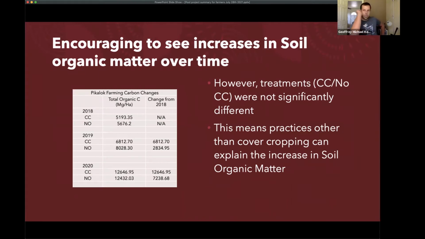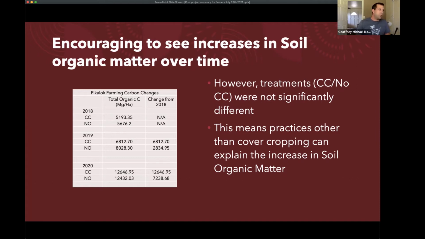So this is the change in soil organic carbon over time, over the 3-year course of the project. And this is encouraging. Again, a high amount of variability within treatments. And we didn't see a difference with respect to cover crop, no cover crop, but we did see soil organic carbon increase at this site over time.